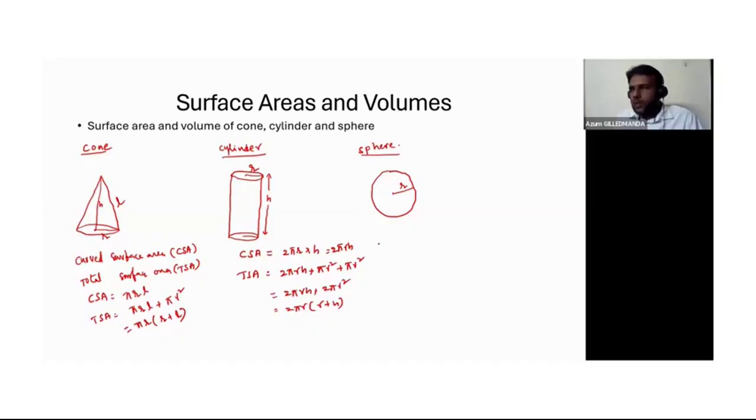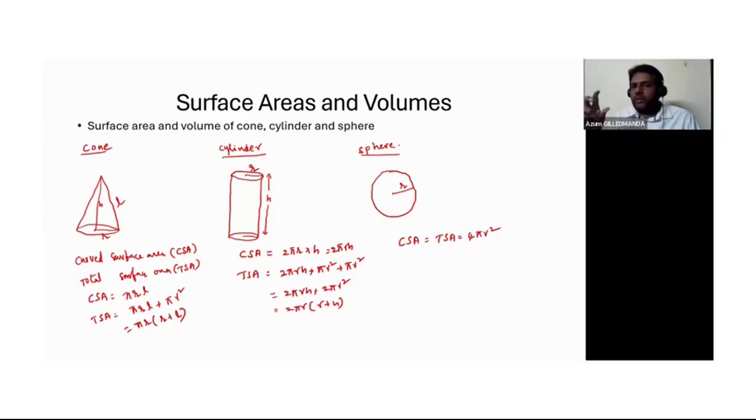Now sphere. So in case of a sphere, it is total surface. There is no top or bottom for this. It is a completely circular shape. So here for the sphere, the curved surface area and total surface area both are the same, and that is 4 pi r square. Okay.